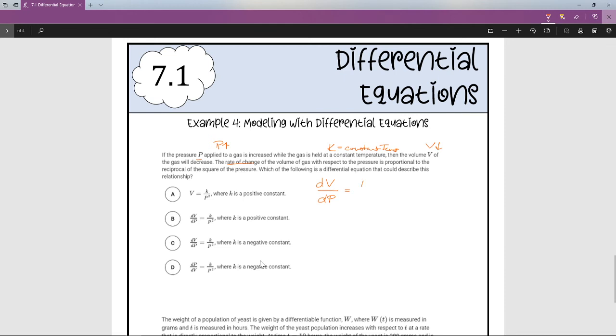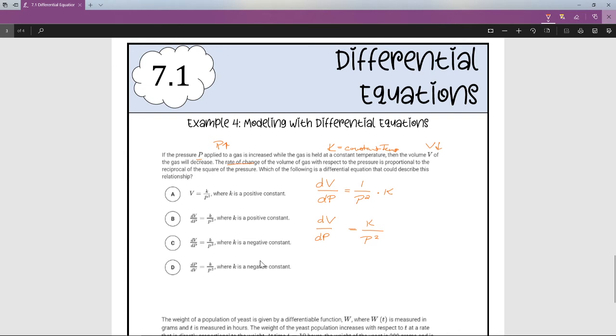When they tell you the reciprocal, they're telling you that it's going to be in the denominator of the fraction of the square of pressure. So pressure will be squared. And again, there's going to be some constant K. So this is going back to the very first type of differential equation we looked at. Then which of the following is a differential equation that could describe the relationship? Really what we know is that dV dP equals K over P squared. The only question now is K positive or is K negative?